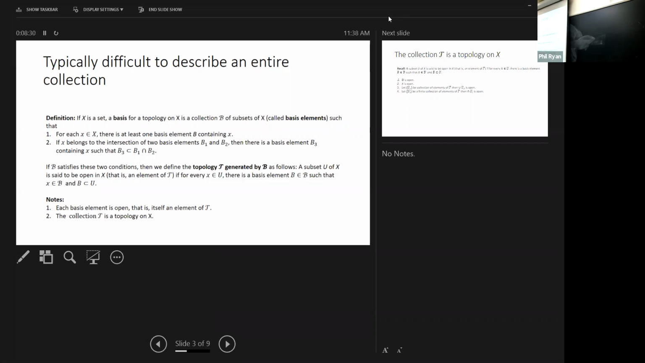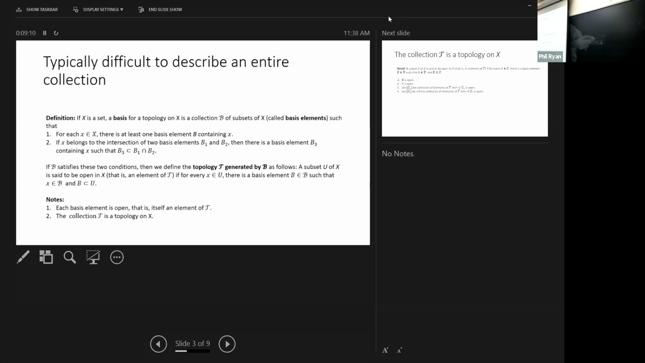Okay, so there's two things to note. Firstly, each basis element itself is open in that topology. So that's an element of T. And if you look at this, it's pretty vacuous, right? Why? If we've got a basis element B, why is that open? Well, if X is in B, then there is an element B, i.e. itself, such that X is in B and B is contained within B. So vacuously, basis elements are open themselves.